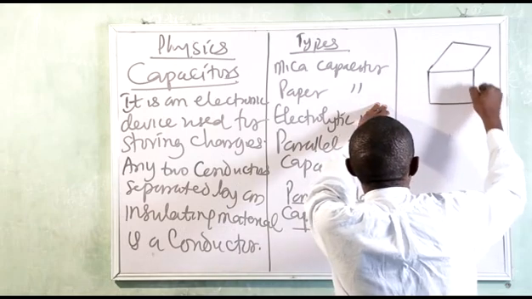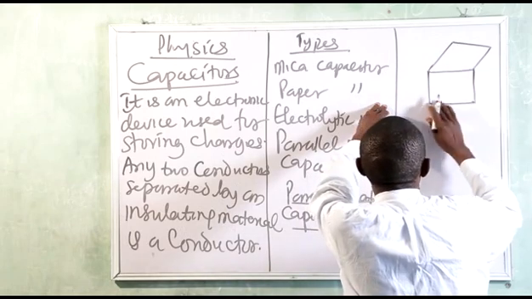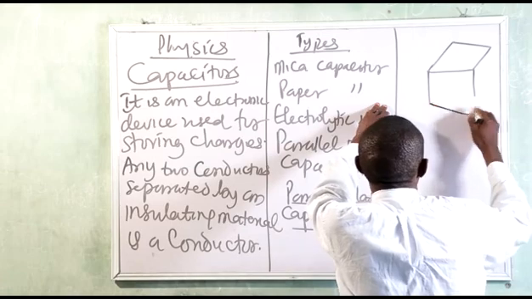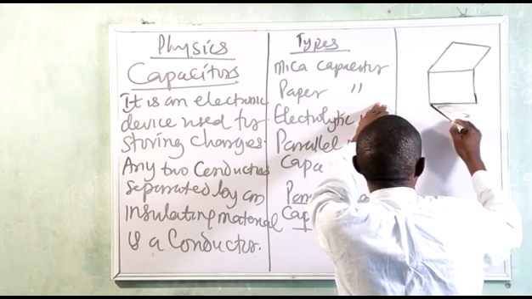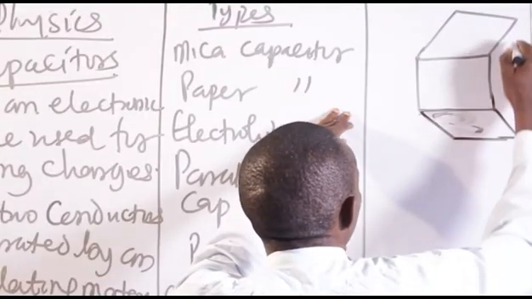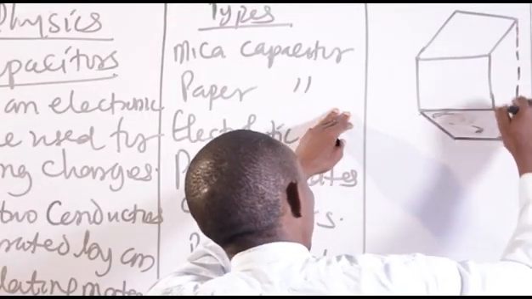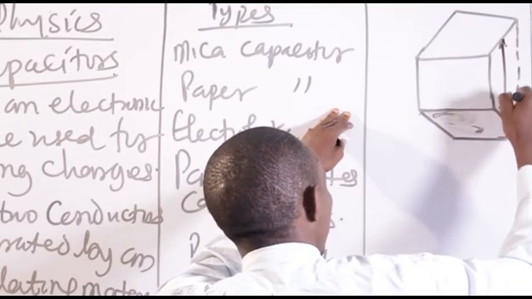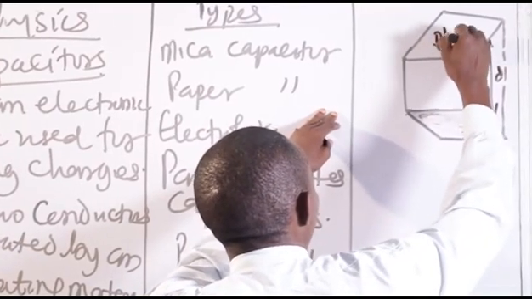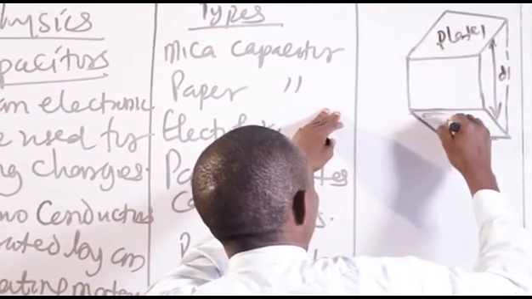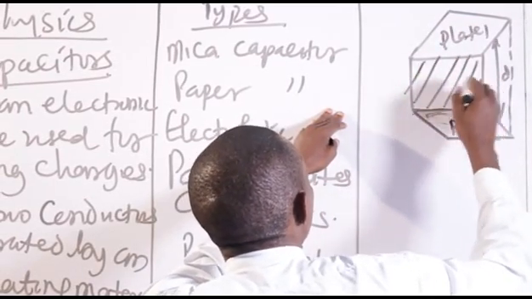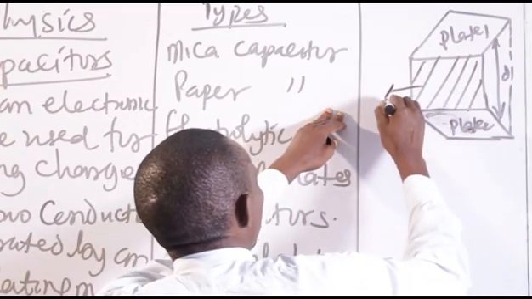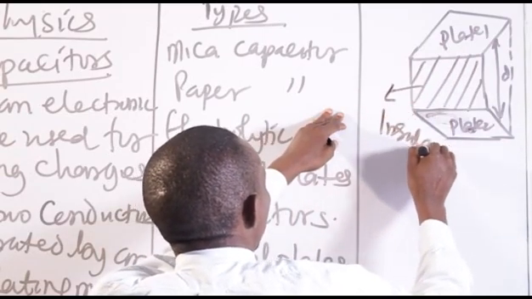These are two plates separated by the dielectric constant. This is between plate 1 and plate 2. This is my distance D. This is my plate 1, this is my plate 2. Between them is an insulator.